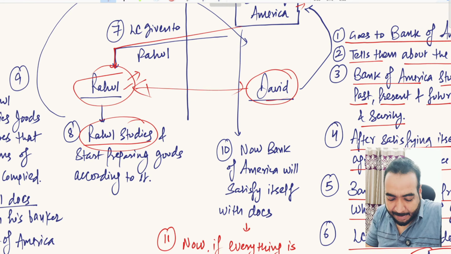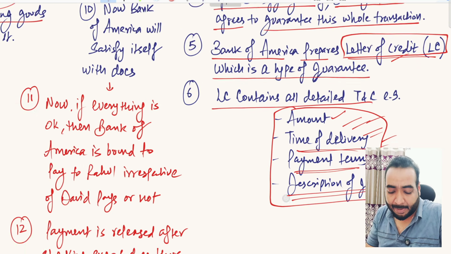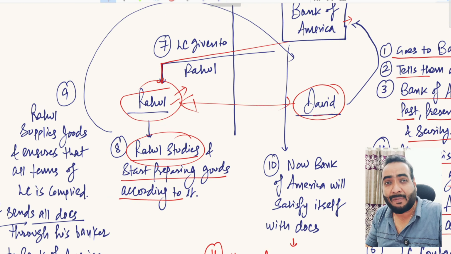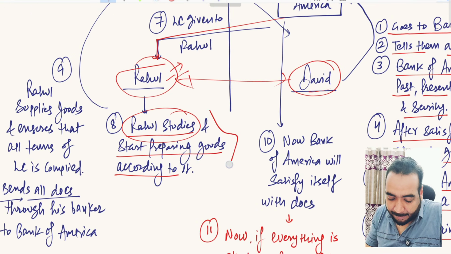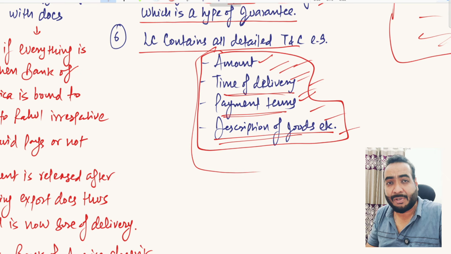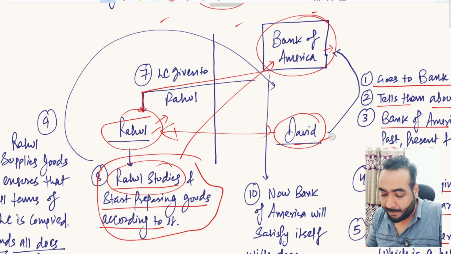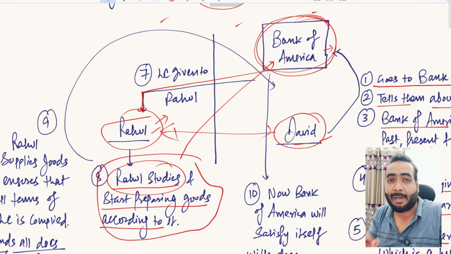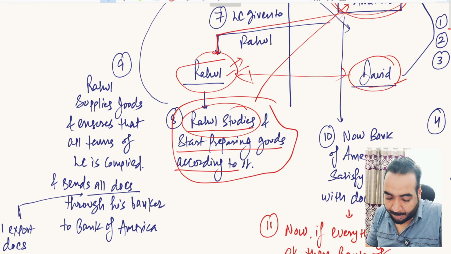So Rahul studies it and starts preparing the goods according to it. Now all the goods type, time of delivery, and payment terms are mentioned in the letter of credit. So now Rahul will start manufacturing the goods as per the letter of credit only, right? So this letter of credit serves as a guarantee to Rahul now. If Rahul complies with all of the conditions mentioned in the letter of credit, then Rahul has the guarantee of Bank of America that he will get the payment. Even if David doesn't pay, the Bank of America is obligated to pay on behalf of David, right? So Rahul just has to comply with all the terms of the letter of credit only now.